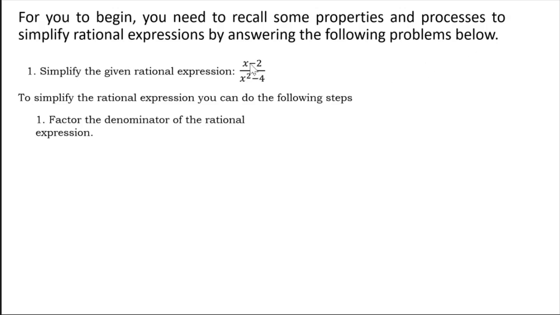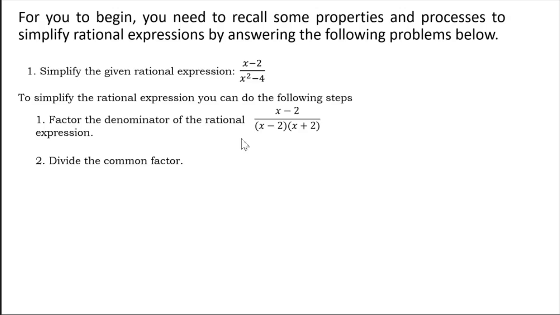Since our numerator is not a factorable expression, we have to factor x squared minus 4. The factor of x squared minus 4 is quantity x minus 2 times x plus 2. So the denominator now is factored into quantity x minus 2 and x plus 2.